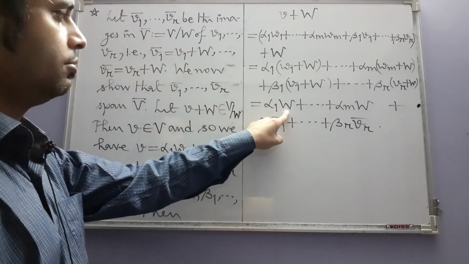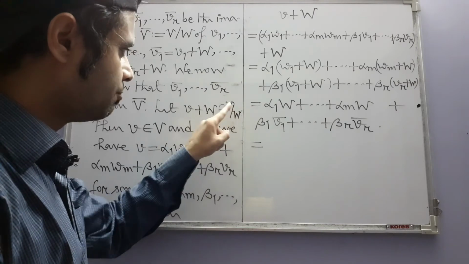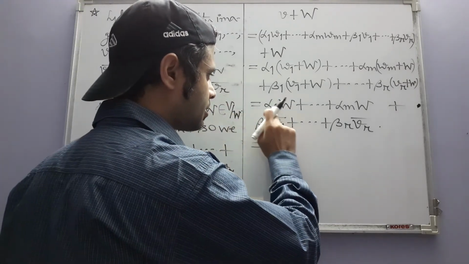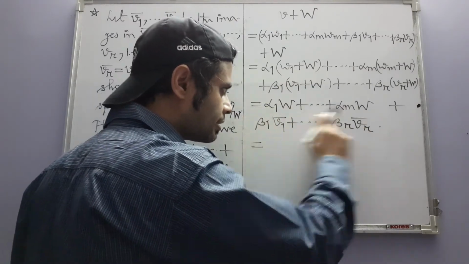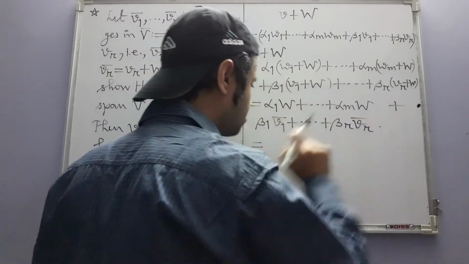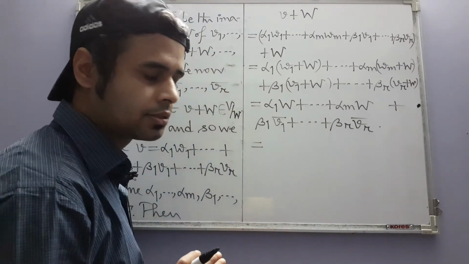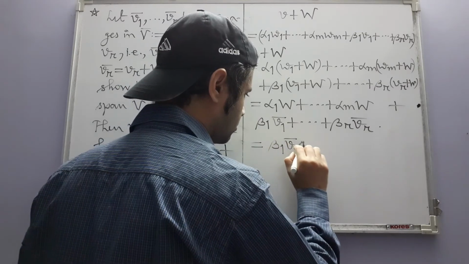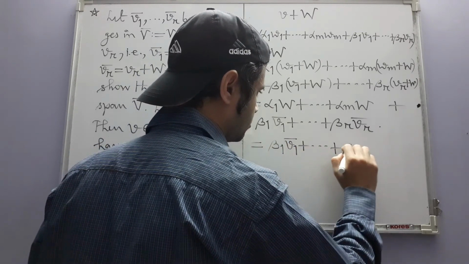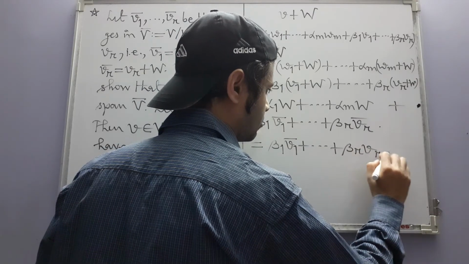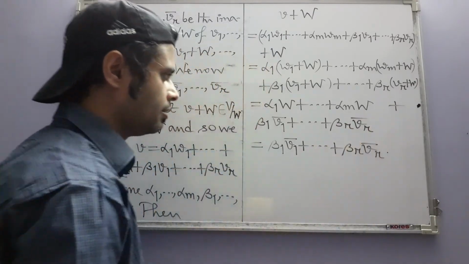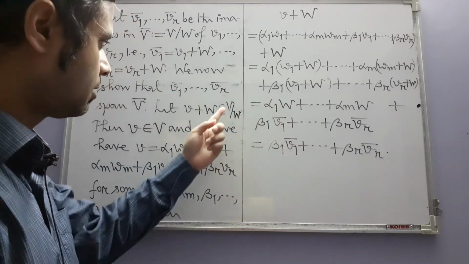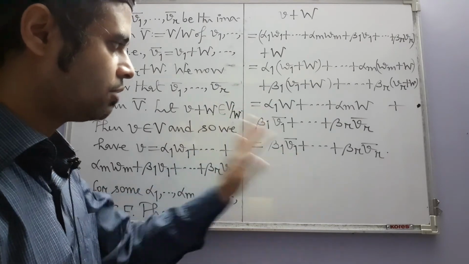Now what is W? In the quotient space V by W, W is the zero vector, and you are multiplying the zero vector by scalars and taking their sum. So this entire part is going to vanish, and we will only have this. In this step, I am repeating again, we are using the fact that W is actually the zero element, zero vector in the quotient space V by W. That's why we don't have that.